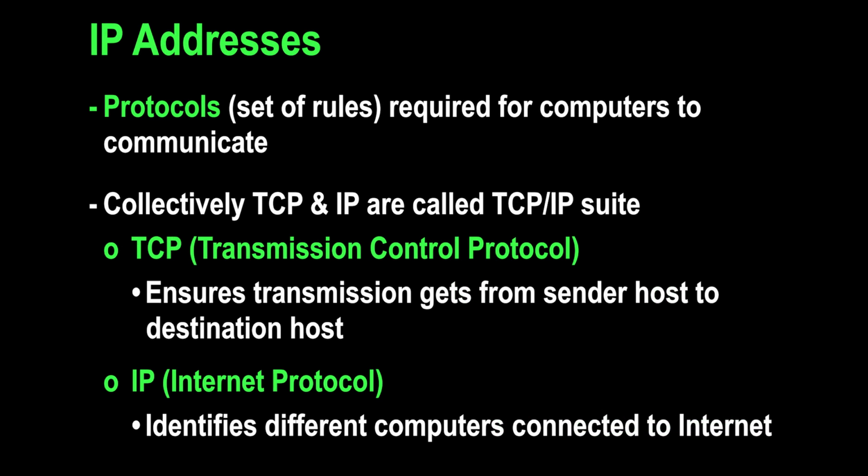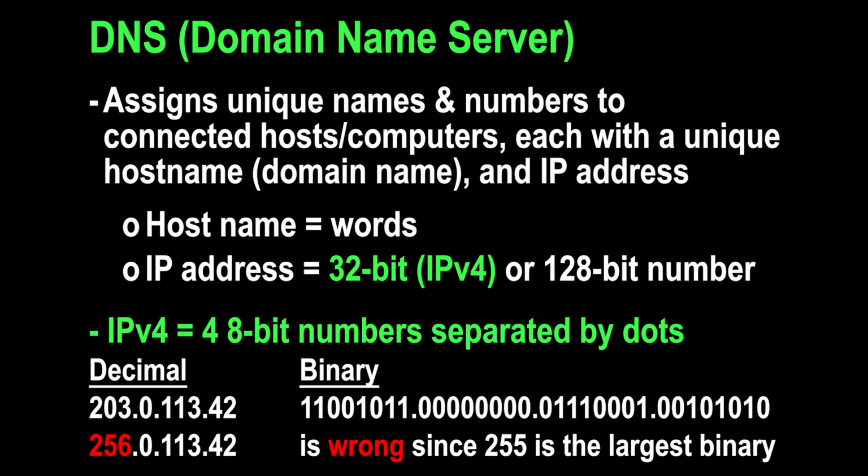IP addresses. Protocols are sets of rules and are required for computers to communicate. Collectively, TCP and IP are called the TCP/IP suite. TCP, Transmission Control Protocol, ensures the transmission gets from the sender host to the destination host. IP, Internet Protocol, identifies different computers connected to the Internet. The DNS, domain name server, assigns unique names and numbers to connected hosts or computers, each with a unique host name, domain name, and IP address.